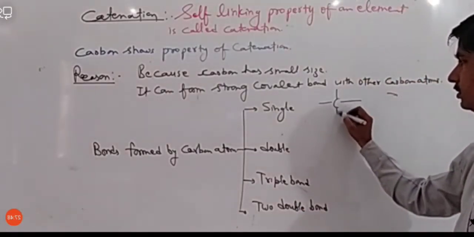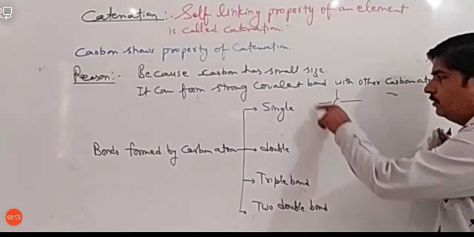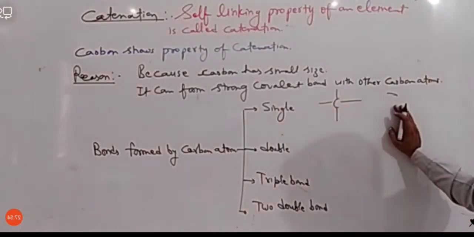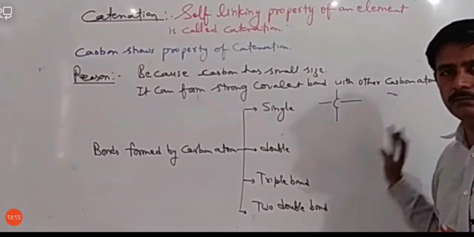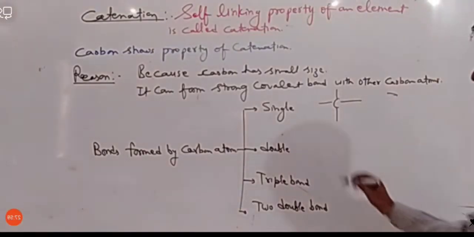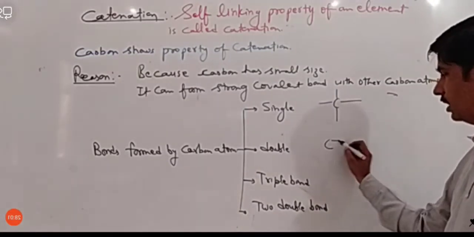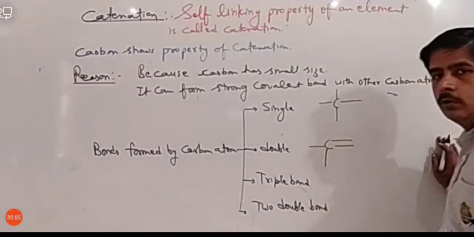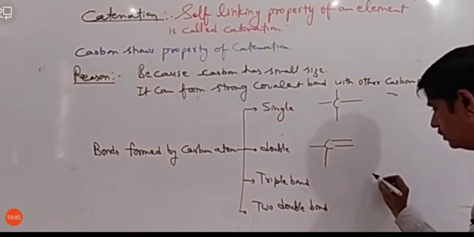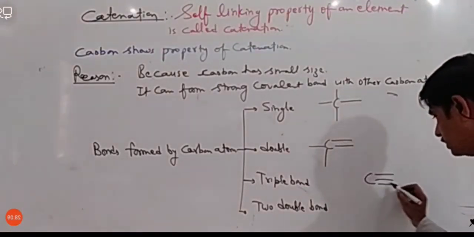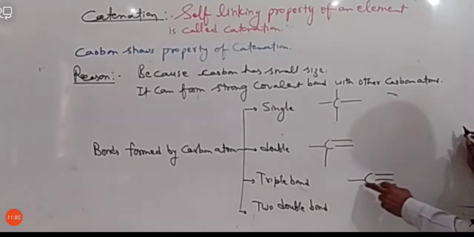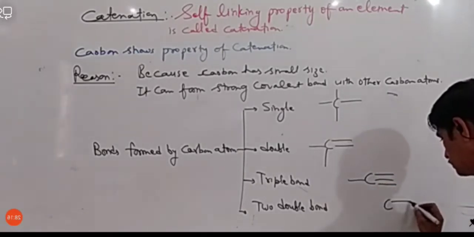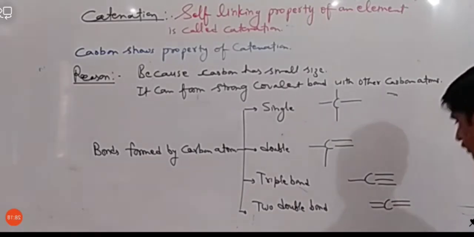In this structure you can see carbon showing 4 valencies, and all valencies are forming 4 single bonds. This is one of the types of bonds carbon forms. And the double bond like this, carbon forms 1 double bond and 2 single bonds, and the third is the triple bond like this. 1 triple bond and 1 single bond can be formed by carbon, and the 2 double bonds like this. These are the 2 double bonds formed by carbon.